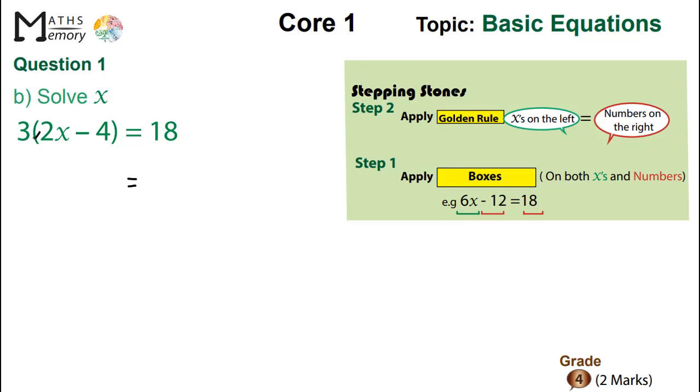So we have a single bracket. Let's multiply this out straight away. B for BIDMAS is first. 3 times 2x and 3 times minus 4. Let's get on with this. So it's 6x minus 12 equals 18.